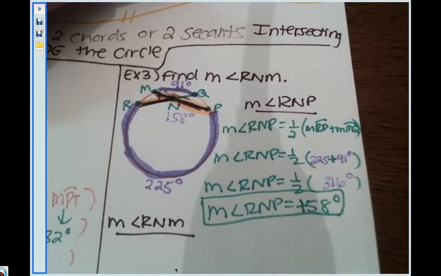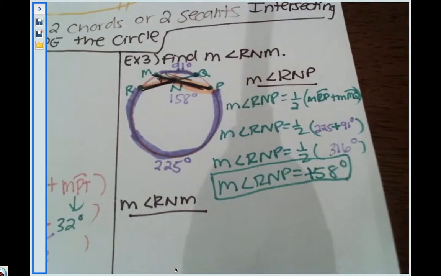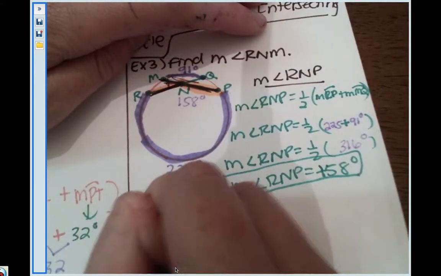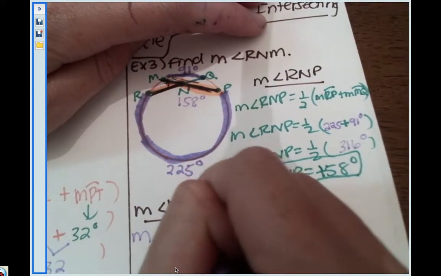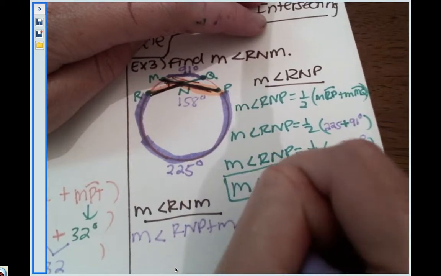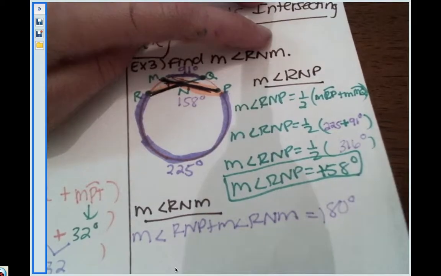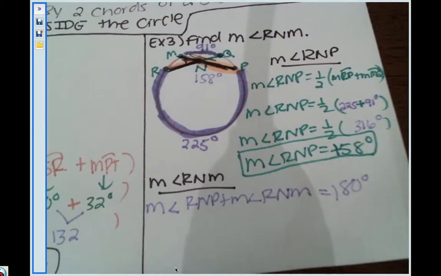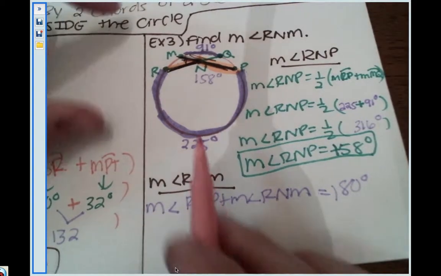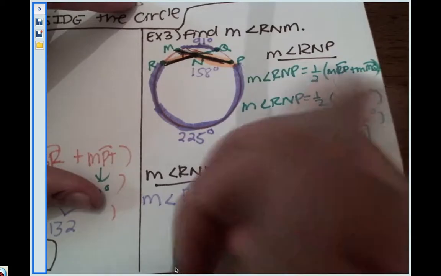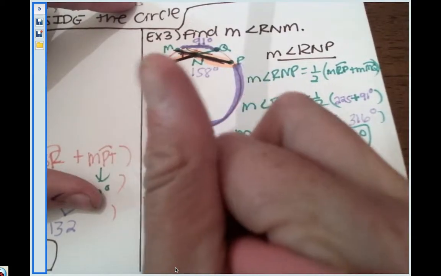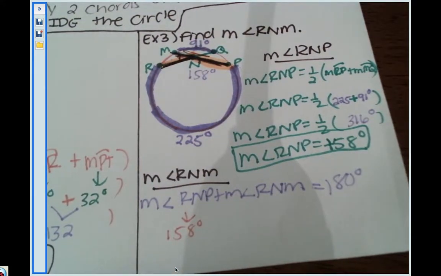Which means they have to be 180. So the measure of angle RNP plus the measure of angle RNM will add up to be 180 because they're supplementary. Yay! All right, guys, let's substitute in these and get the show on the road. So the measure of angle RNP is 158 degrees, plus the measure of RNM equals 180.